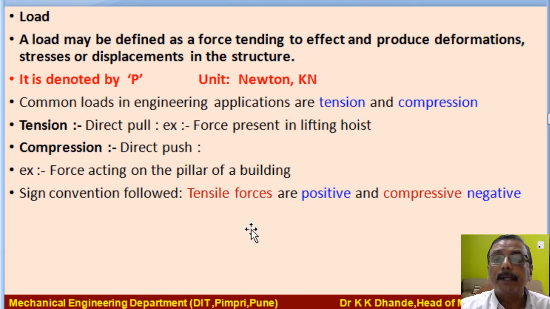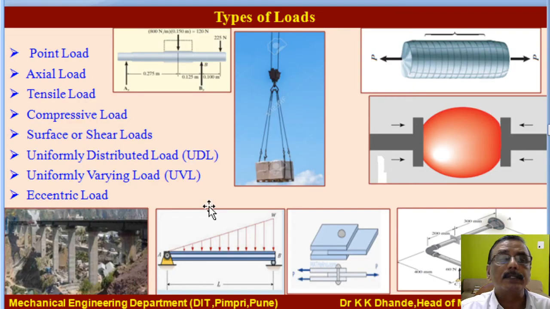Now load is defined as the force tending to affect and produce deformation, stresses, or you may say displacement in the structure. Again, concentrate on that load definition. Load is defined as a force tending to affect and produce deformations, stresses or displacement in the structure or body. Load is denoted by capital P and it is measured in Newton or kilonewton. In engineering applications, loads are basically tensile load and compressive load. For algebraic purposes, tensile forces are considered positive whereas compressive forces we consider negative.